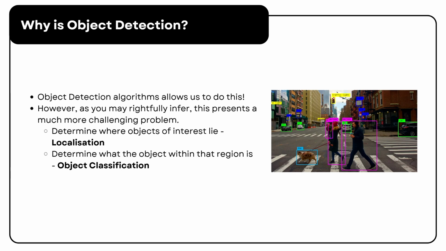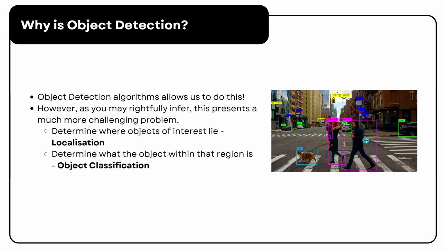So now that we've introduced what object detection is, let's talk about why it is such a critical and challenging task in computer vision. As we saw in the previous slides, object detection algorithms give us the ability to not only identify objects in an image but also to localize them, that is, to draw bounding boxes around them and label what each object is. This slide highlights two key components of object detection.